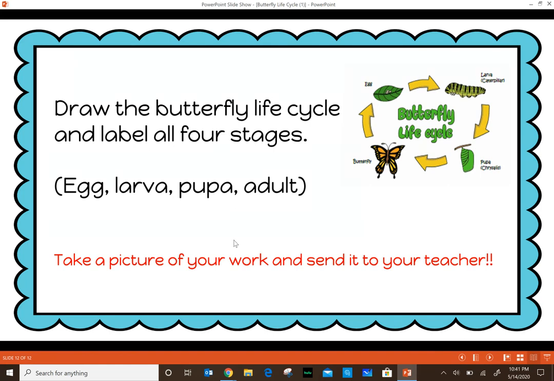After you have drawn and labeled this life cycle, boys and girls, I want you to tell your parents to take a picture of your work and send it to your teacher because this task is for a grade.